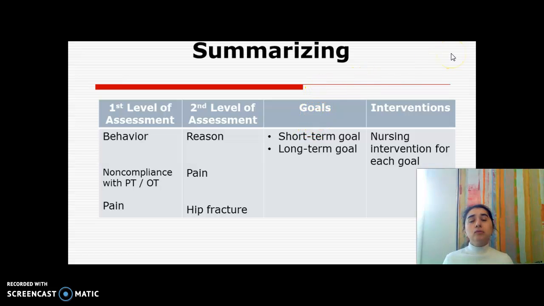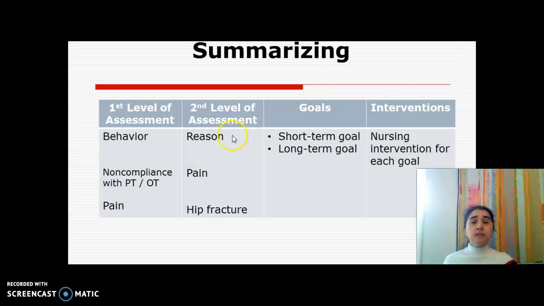Next is also an assignment that will be based on a case scenario. This is based on the Roy model, and you will do a similar assignment individually in your clinical class. But usually I give students an opportunity to practice as a group, like 3, 4, or 5 students together, or we divide the class by half, and we have a problem, we read the scenario, and we find the level 1 assessment behavior. Usually it's a problem like non-compliance with physical or occupational therapy, or pain.